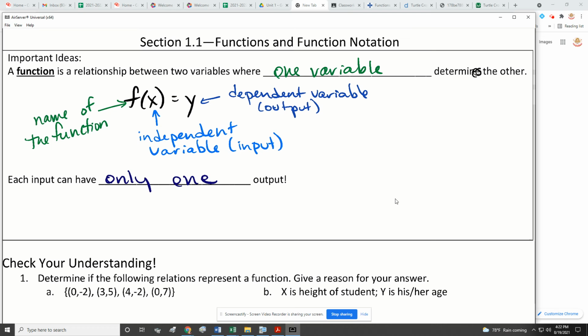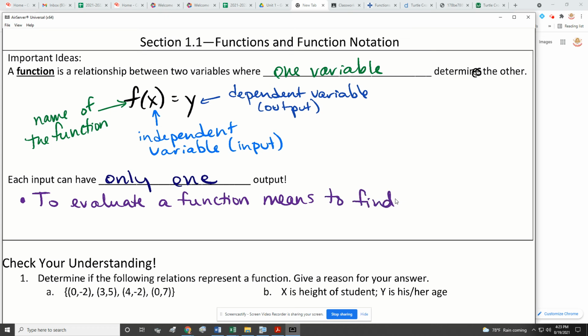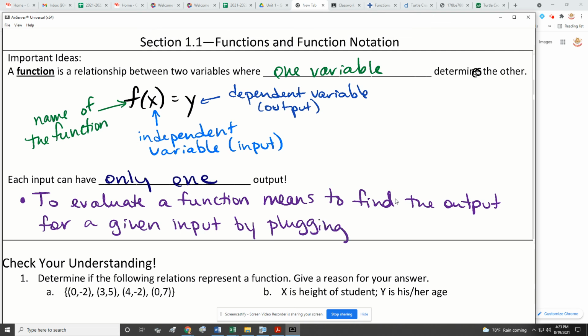Okay, and then one more thing we're going to fit in this box is to evaluate a function means to find the output for a given input by plugging the input into the function.